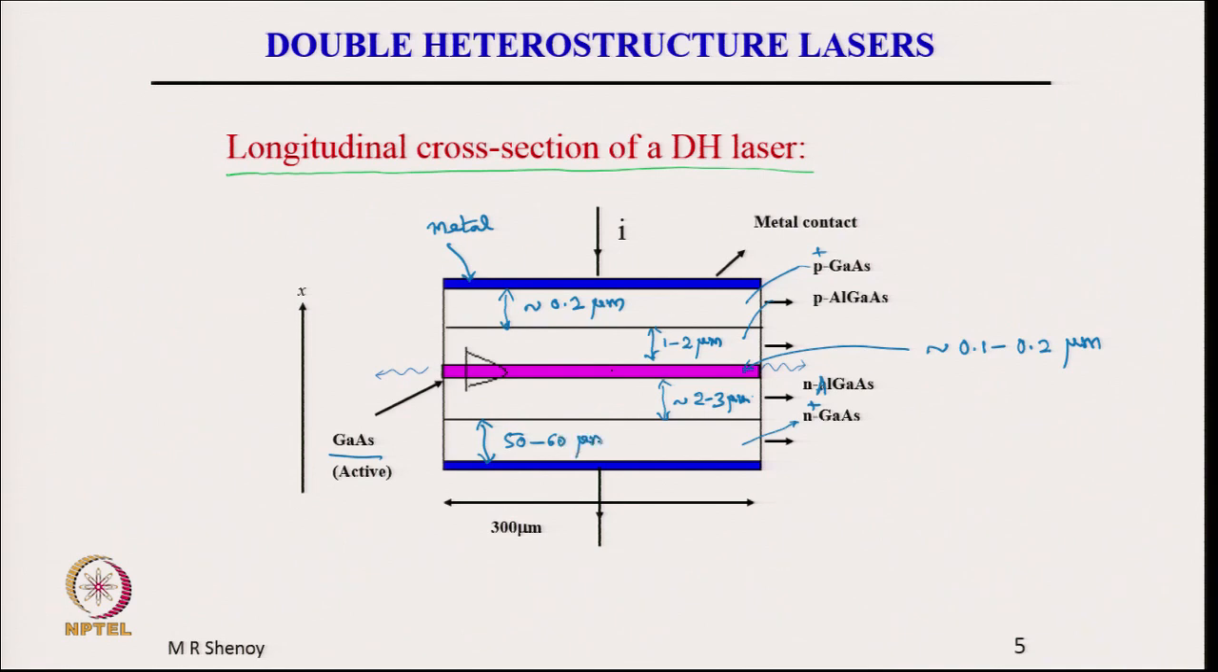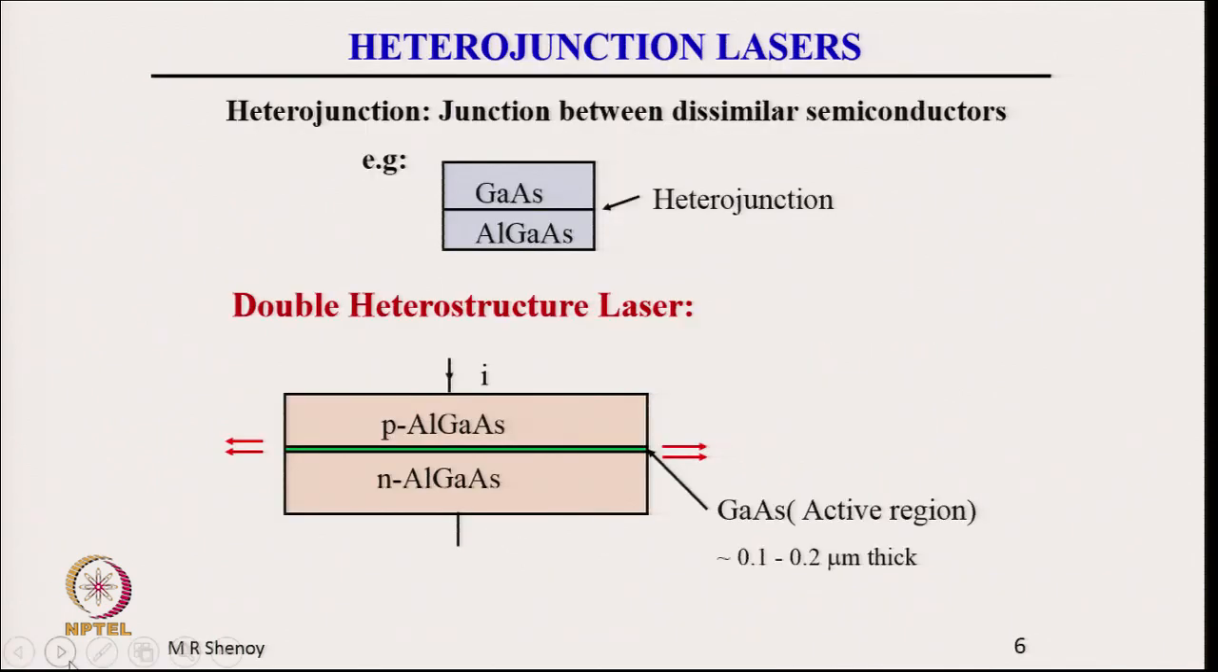The diagram that I have shown here is not to scale, but that is why I have written the typical dimensions in the longitudinal cross section of a double heterostructure laser. Now, why double heterostructure? Let us see. These are heterojunction lasers. Heterojunction means a junction between two dissimilar semiconductors. Gallium arsenide and aluminum gallium arsenide are two different semiconductors, and the junction between them is called a heterojunction.